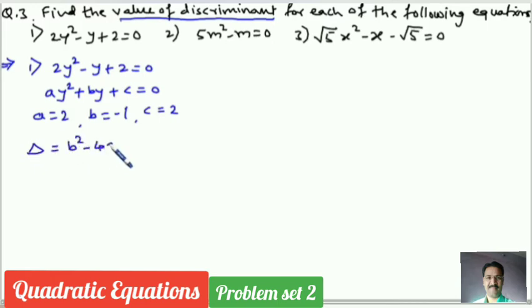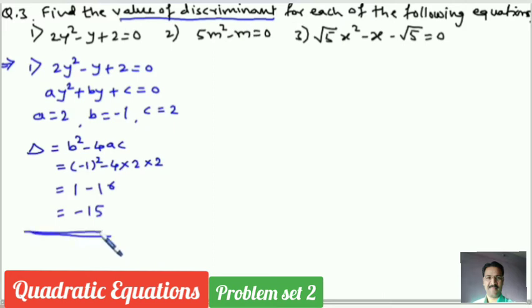So b square minus 4ac, which is actually delta, that is discriminant. Look here, we'll put the values here, that is b square, that is minus 1 square minus 4 into a for 2 and c for again 2. This is 1 minus 4 into 2 is 8, 8 into 2 is 16. So in all, here it is minus 15. If you think about this one, here it is negative, means the roots are not real. Now in this question it is not asked, but we can think about that one.